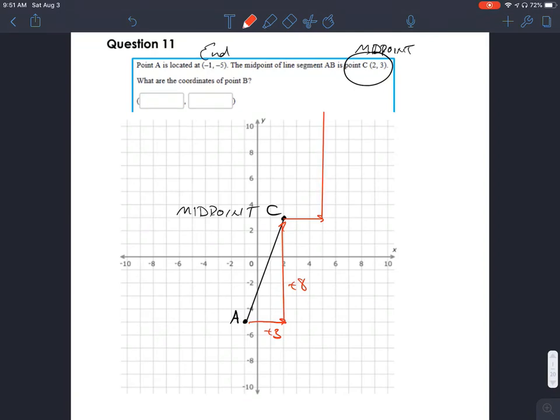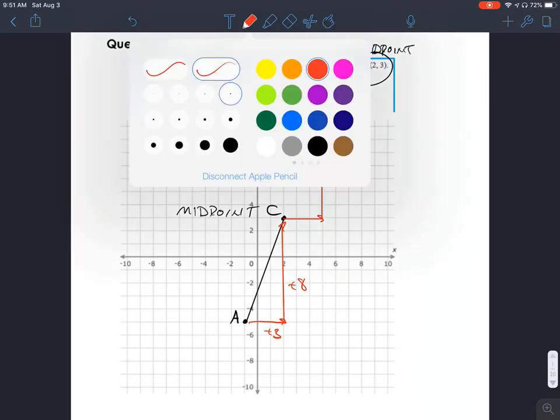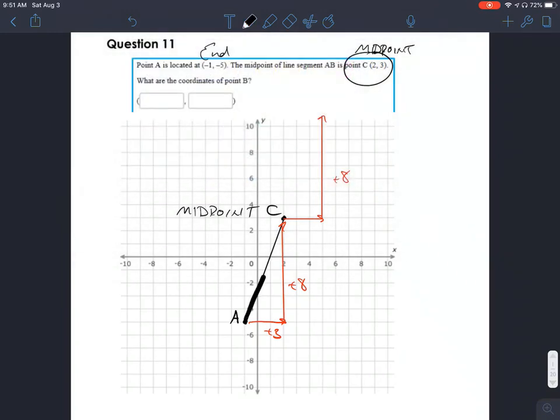I'm off my graph just a little bit. That's going to give me this segment, AB. Now we just got to figure out the coordinates of B. Looks like I'm going to the right 1, 2, 3, 4, 5. It looks like I'm going up 11. So the coordinates are 5, 11. Once again, if you have graph paper, it's really simple. If you don't have graph paper, let's see what we can do here.